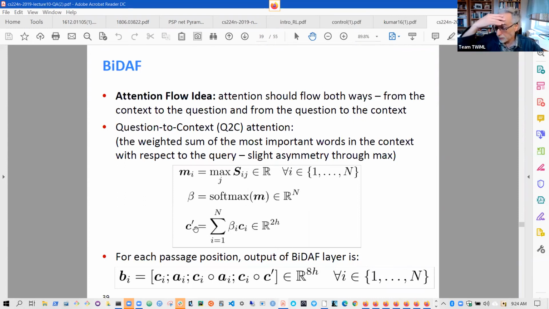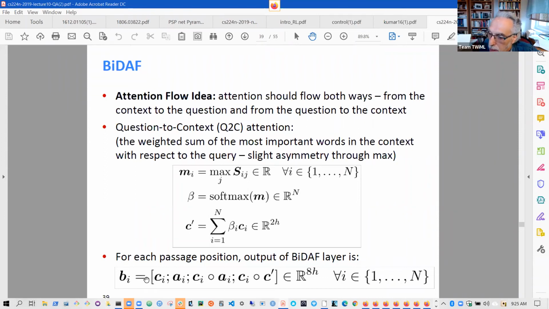Okay, so C prime is somewhat similar to the AI that we created, but that's only a piece of this thing. The BI is going to be this vector that has in it the context word, the AI that we calculated in the previous page, the Hadamard product between the context word and the AI, and then the Hadamard product between the context word and this thing C prime. So this is where the symmetry is. Otherwise, the details are a little different, computing the AI and the BI.